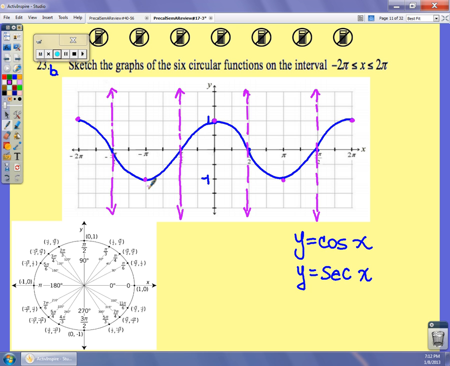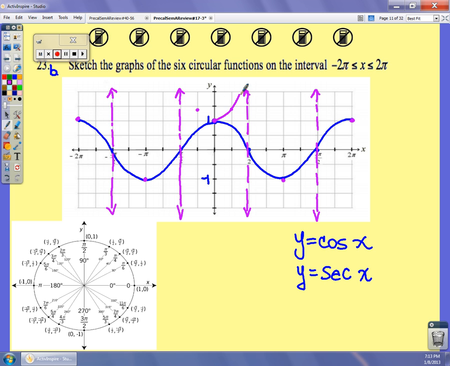And then in between those values, we're going to get the reciprocal of square root of 2 over 2. And remember, we just calculated that on the previous one. It's about 1.4. And we will have that, say, at negative pi over 4 and at pi over 4.